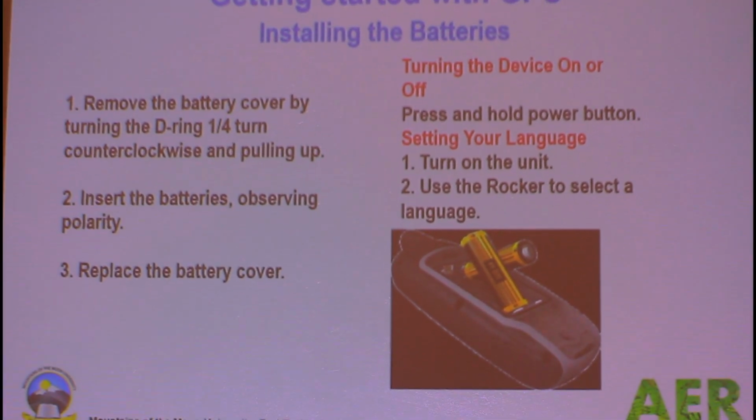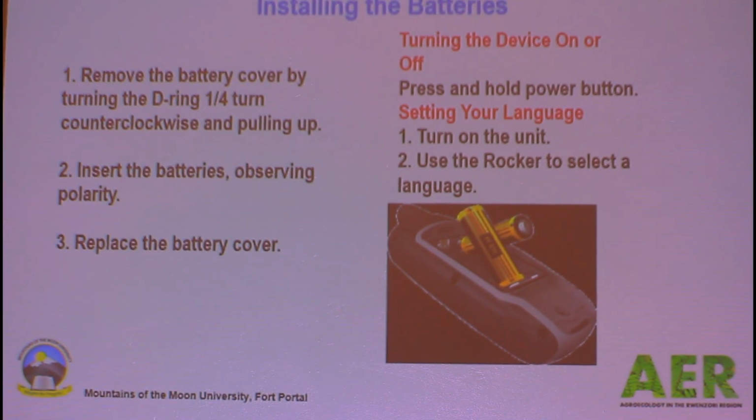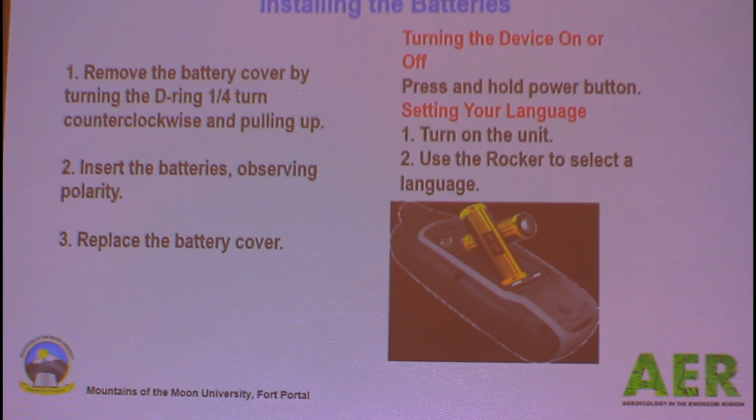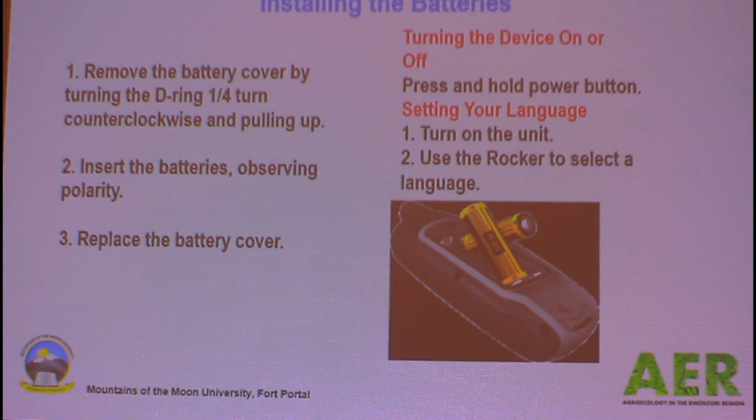So similarly, a GPS works like a smartphone or a mobile phone. It has buttons which you can use to operate it. It has the on and off. It has the battery compartment. It has an antenna. It has a micro SD space, but it also has a USB port for connecting it.